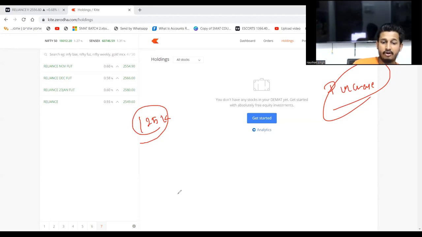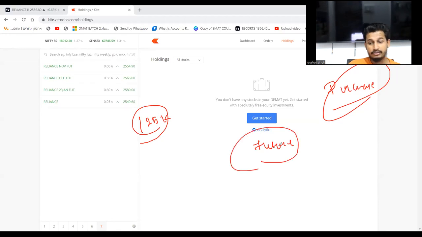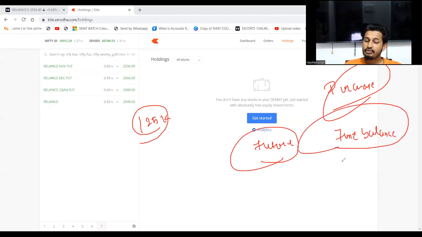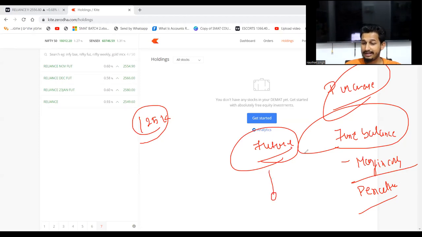Similarly, over here also, when you are trading in futures, if it goes in loss and you do not have fund balance, you will start getting margin calls. If the fund is in negative, you will get a penalty as well. So if you're trading in futures and it is going in loss, make sure that your fund never goes below zero. If it does, you'll get margin calls and a penalty as well.